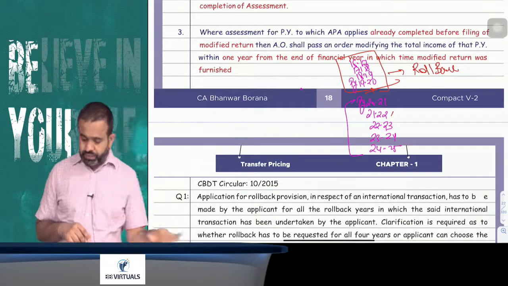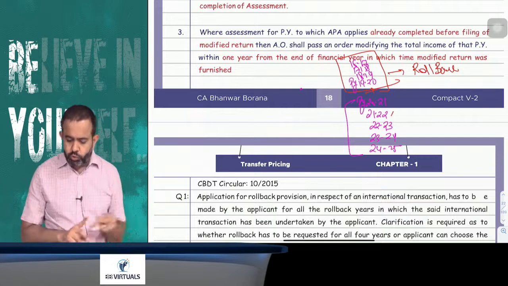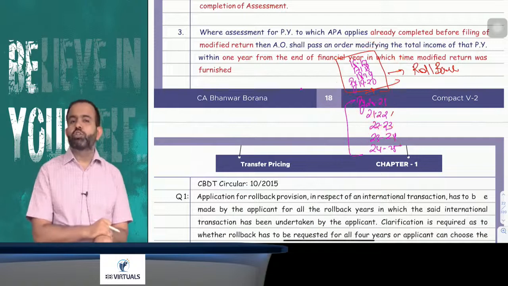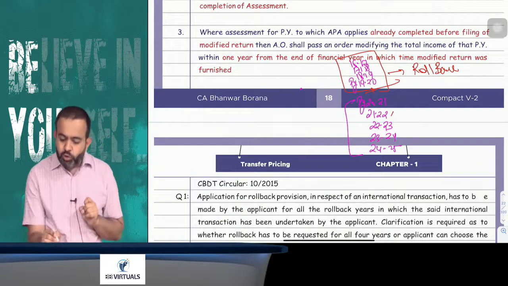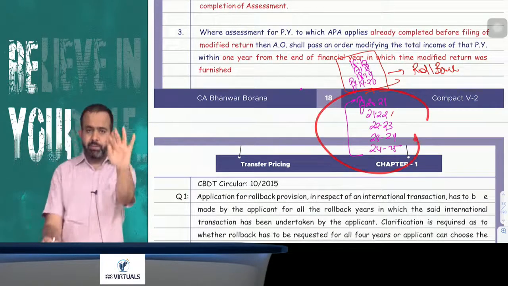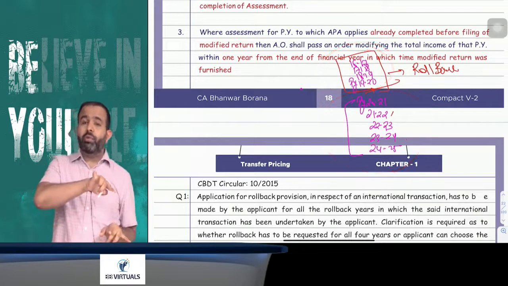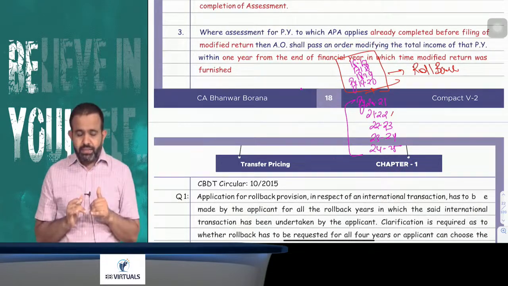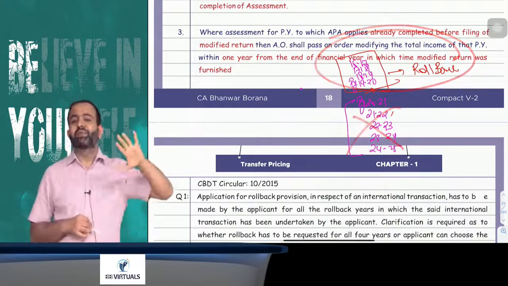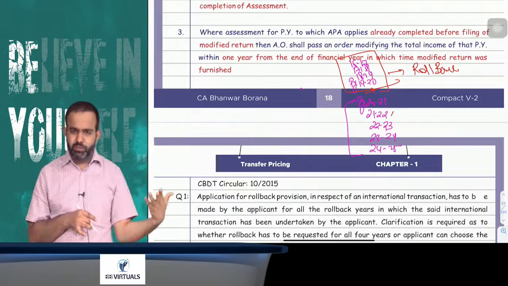Now the question is, sir, can we make an application for rollback? The answer is yes. But suppose the assessee doesn't want the APA, he wants only the rollback. Is it possible or not? The answer is no, it is not possible. Rollback is optional. If you have taken the APA, meaning the assessee and the department sign the APA, in that case rollback is optional. Whether you want rollback or not depends on you. But you cannot accept just the rollback without taking the APA. Then it is not possible. In simple words, without marriage, is having children possible? The answer is no.